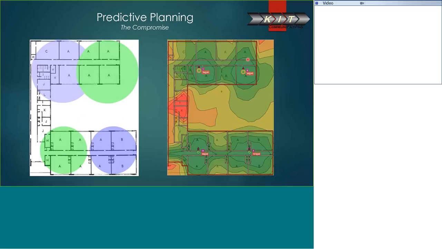So this gives us a lot more detail about our signal for planning purposes than this map does. It also shows us where the overlap's going to happen, where we need to start looking at potential co-channel interference issues as well. So a lot of visual representation of what's going on here.